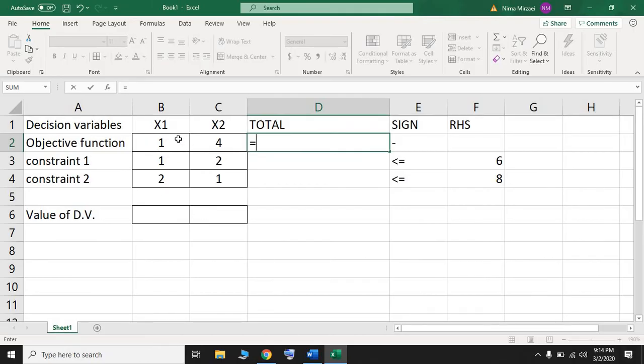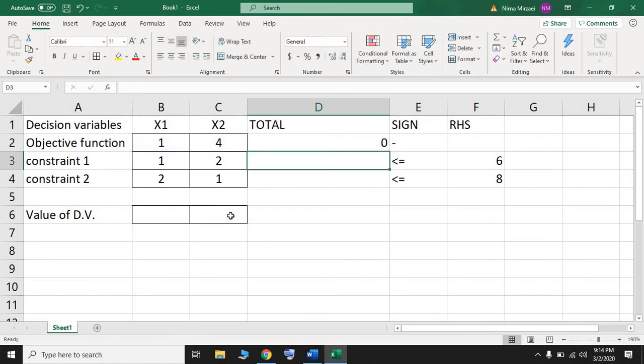So I'm going to use the equation here, 1 multiply. For an equation, instead of multiply, we have to use a star sign. Multiply by the value of x1. Where is the value of x1? In this cell, B6, plus 4, which is C2, multiply by the value for x2, which is here. When you enter the objective function equation, we have to press enter and go to the first constraint.